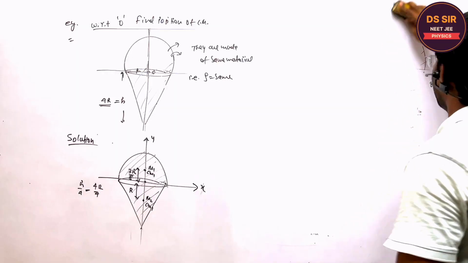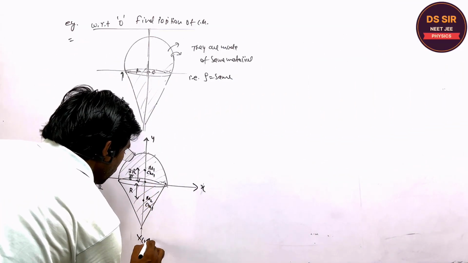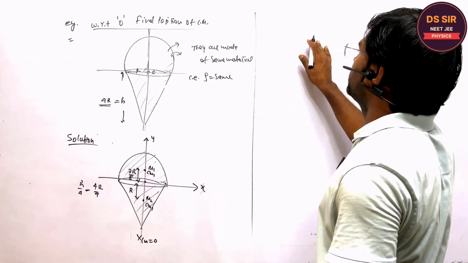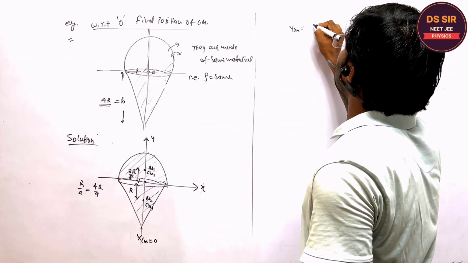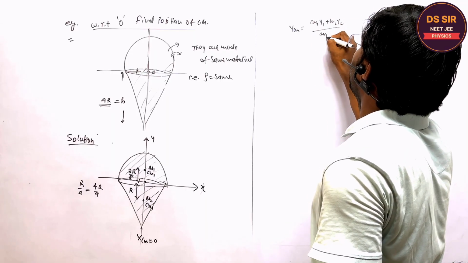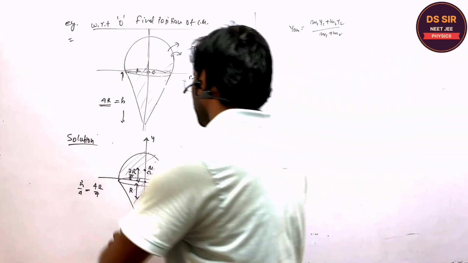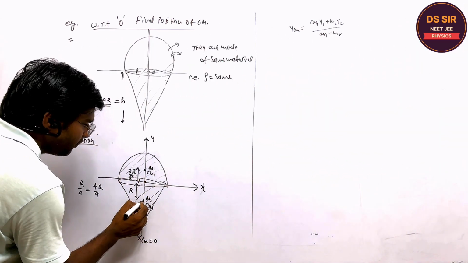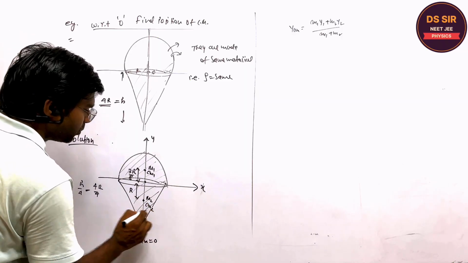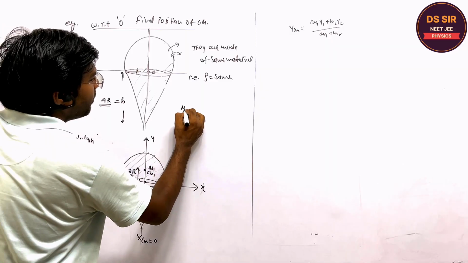So the x coordinate, no doubt, is 0. The XCM is 0. Only the YCM we have to find. So what will you write for the YCM? YCM is m1y1 plus m2y2 divided by m1 plus m2. Is it clear or not? To find it, you can replace this solid body with its center of mass position, CM2, CM1.